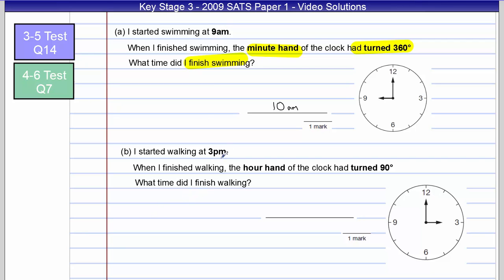In part B, I started walking at 3 PM. When I finished walking, the hour hand on the clock had turned 90 degrees. What time did I finish walking? Well, if you imagine this is the hour hand here, if that turns through 90 degrees, that's going to be pointing towards the 6, which implies that it's going to be 6 PM.